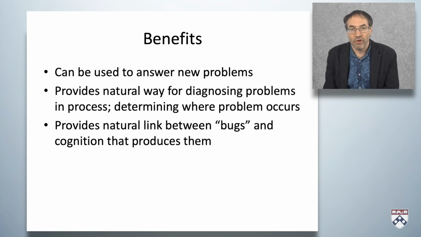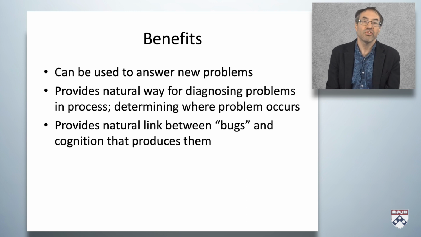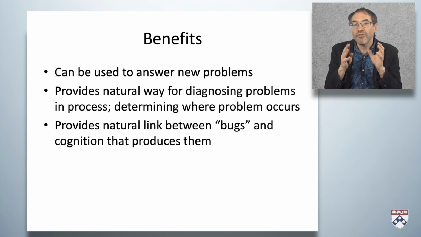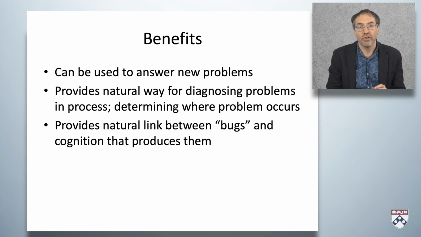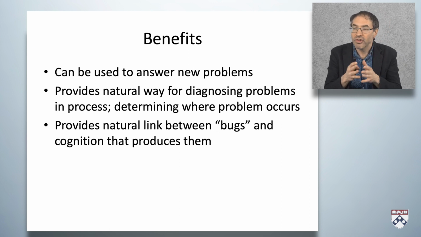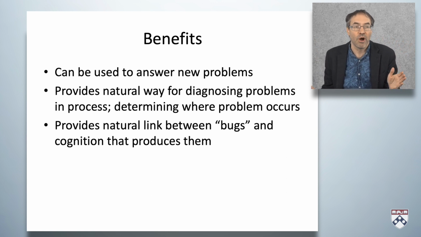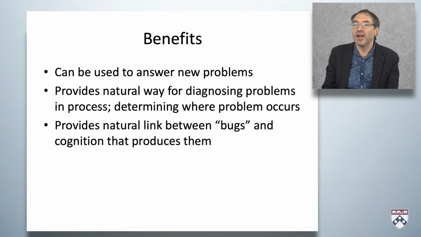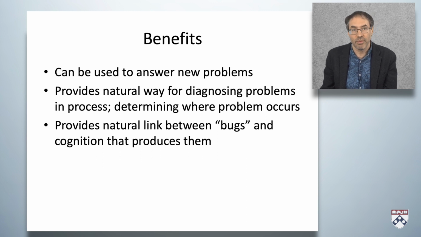The benefits of model tracing: first of all, these productions, because they're general, can be used to answer new problems. So you don't have to type in the answer for every new problem you create. You can create model tracing once and then use it for an infinite number of new problems, including new problems created procedurally. It also provides a natural way for diagnosing problems in the process, for determining where a problem occurs. And it provides a natural link between bugs and the cognition that produces them.